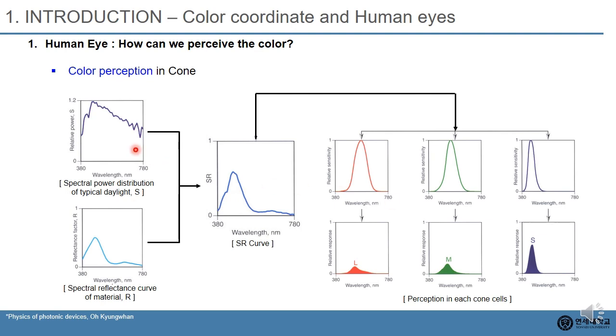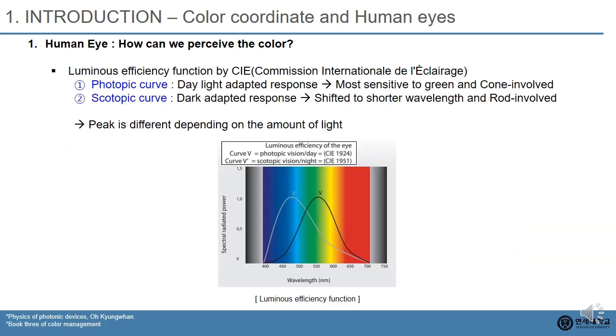This is the spectral power distribution of typical daylight from the sun, and this is the spectral reflectance curve of the material we want to see. And this is the sensitivity of our cone cells. And this is finally the color that we see.